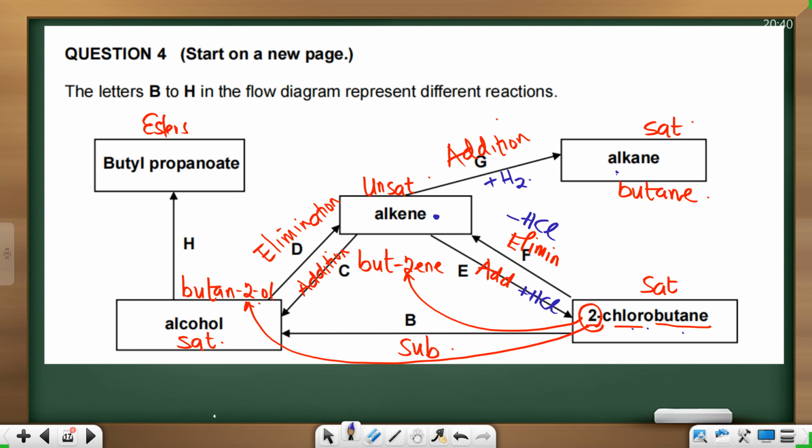All right. If you look at C, I need to add something to alkene to get an alcohol. I need to add water. If I'm eliminating butene, it has alcohol. What do I remove to get an alkene? I need to remove water. So it's dehydration. I hope it's making sense, guys.